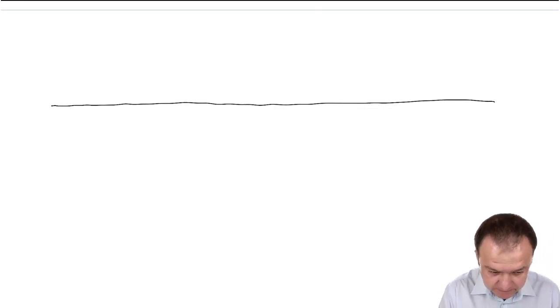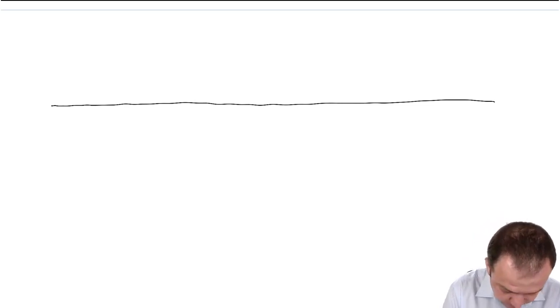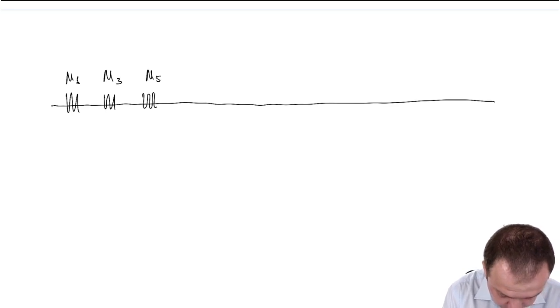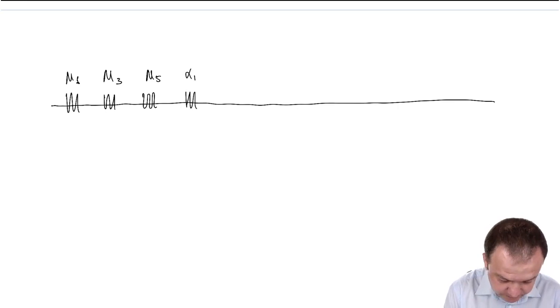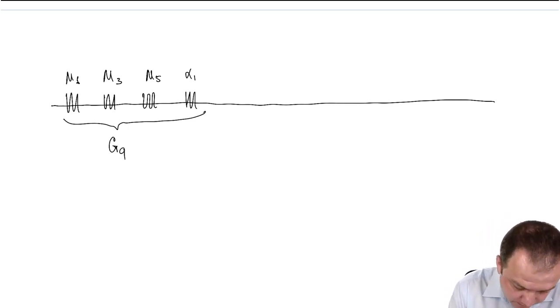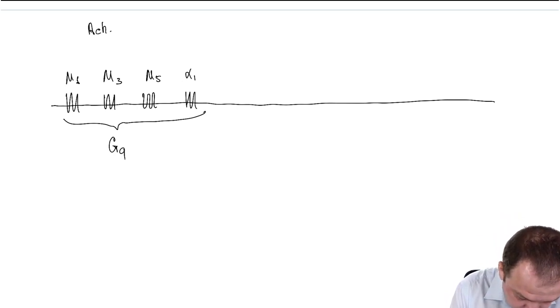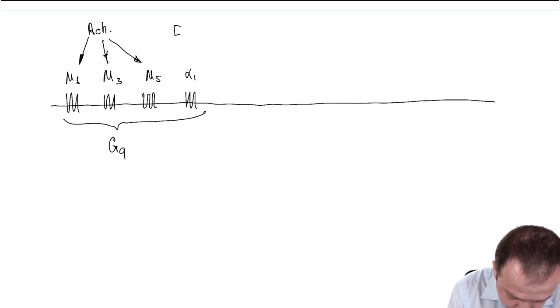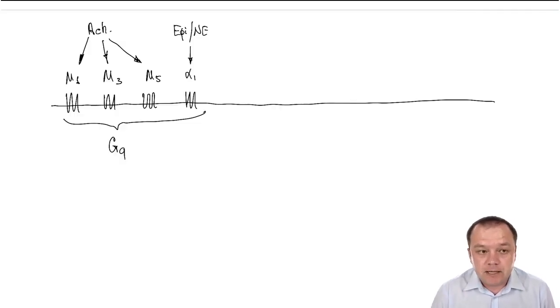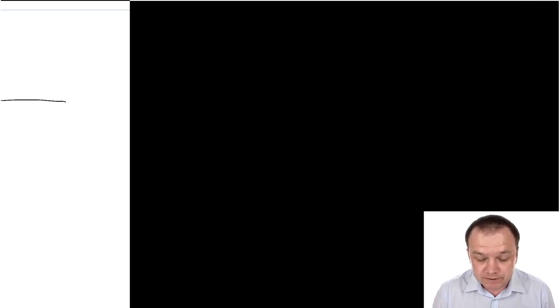Once again, let's put all these receptors in the line, and let's put here M1, M3, M5, and alpha-1 adrenergic receptors. All these receptors are coupled with Gq protein, right? But we should remember that acetylcholine is a ligand for M1, M3, M5, and epinephrine and norepinephrine are ligands for alpha-1 adrenergic receptors.